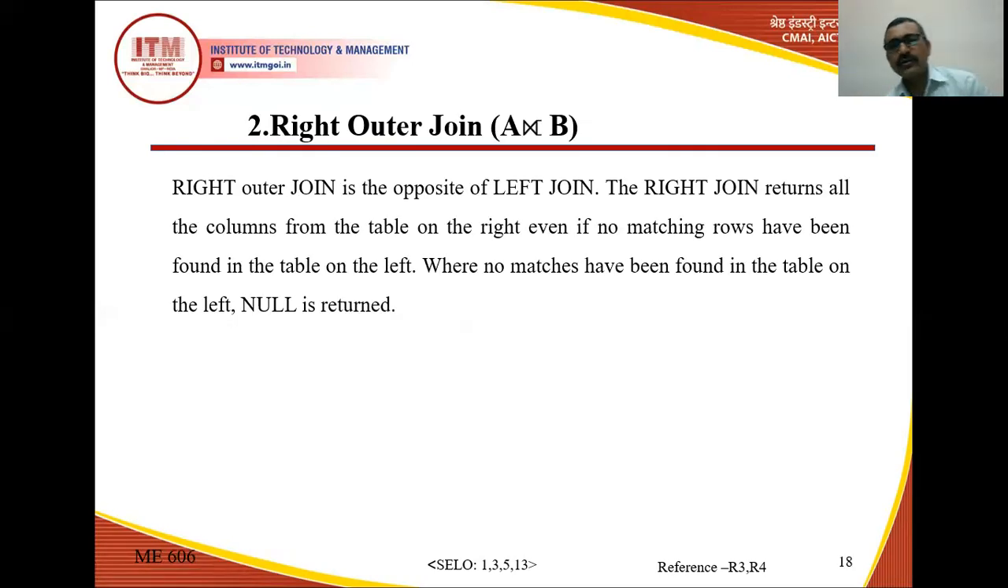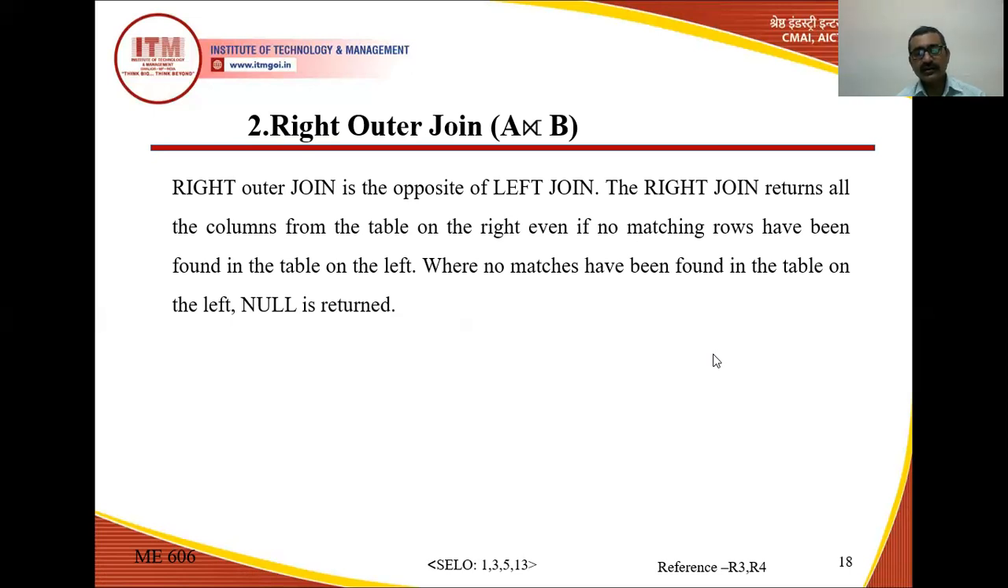Okay, now we have to discuss the right outer join. So what is the function of the right outer join? In the case of right outer join, it is the opposite of the left outer join. The right outer join returns all the columns from the table on the right, even if no matching rows have been found in the table on the left. So it's just like the opposite of the left outer join.